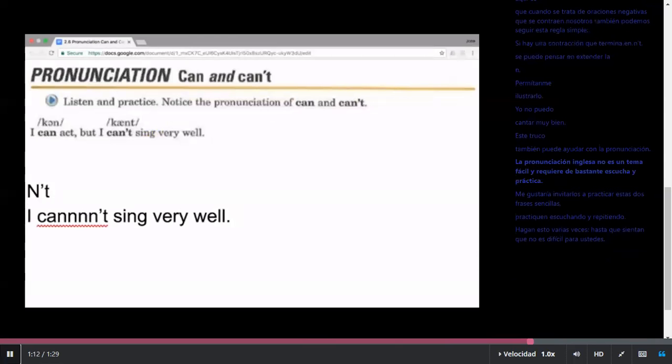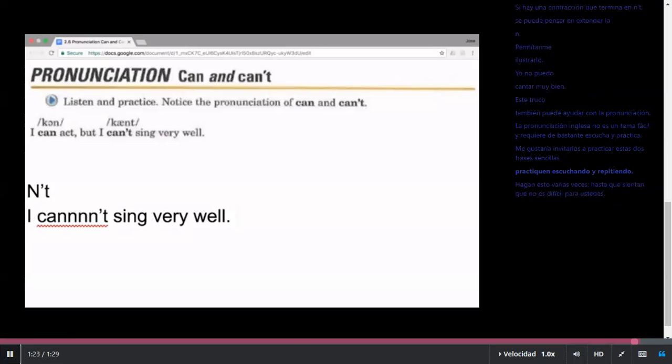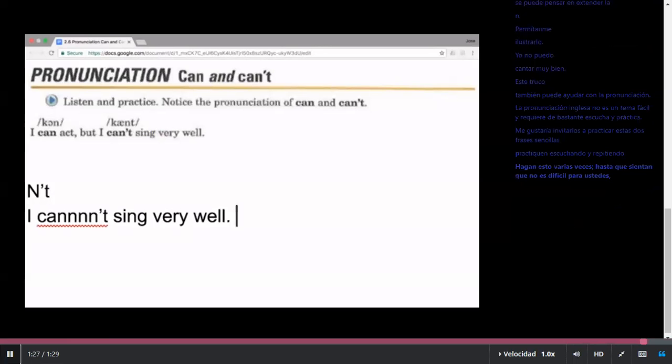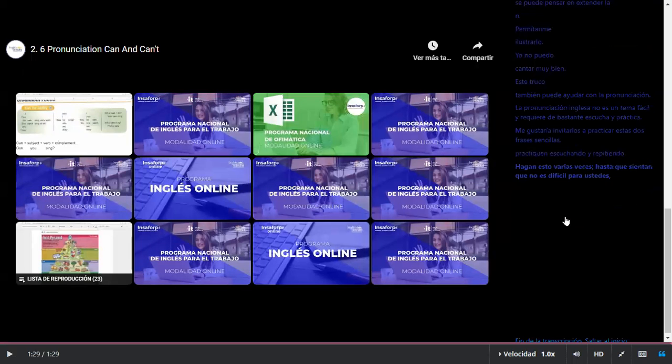English pronunciation is not an easy topic and it requires a lot of listening and practicing. I would like to encourage you to practice these two simple phrases. Practice by listening and repeating. Do this several times until you feel like it's not difficult for you. Okay, thank you guys.